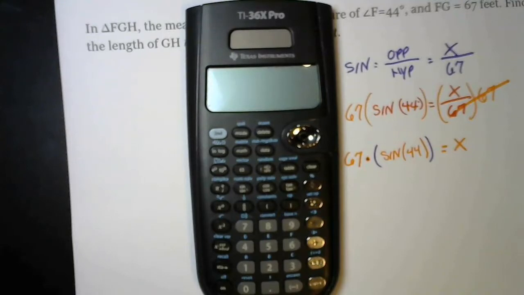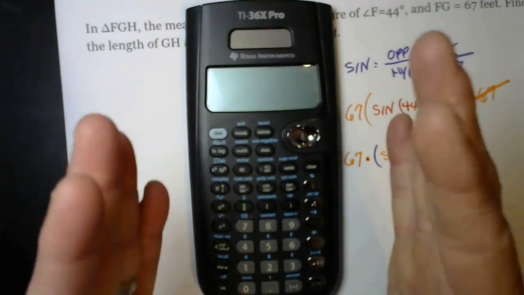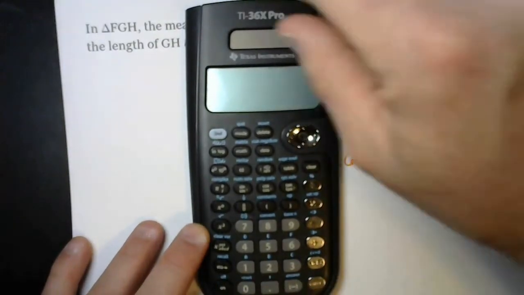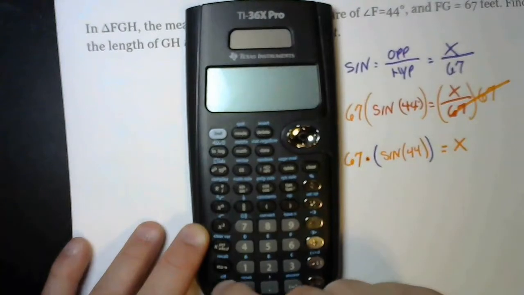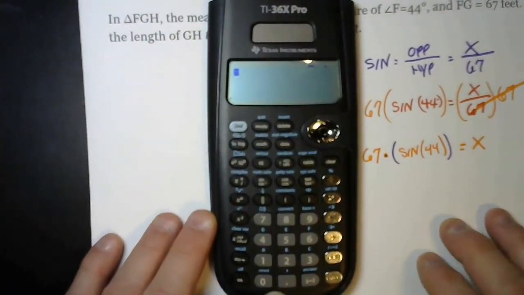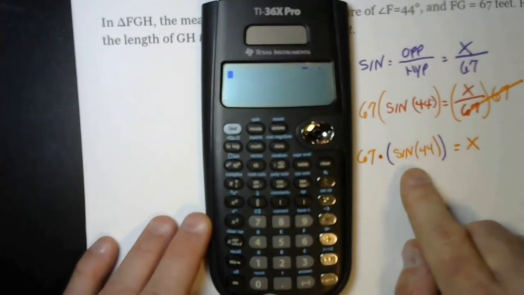Go to the Texas Instruments website and Google the TI 36X Pro, and you can get a version of this on your computer for free for 60 days. Okay, but you don't have to. We can do other things. So let's first get a number for this thing.